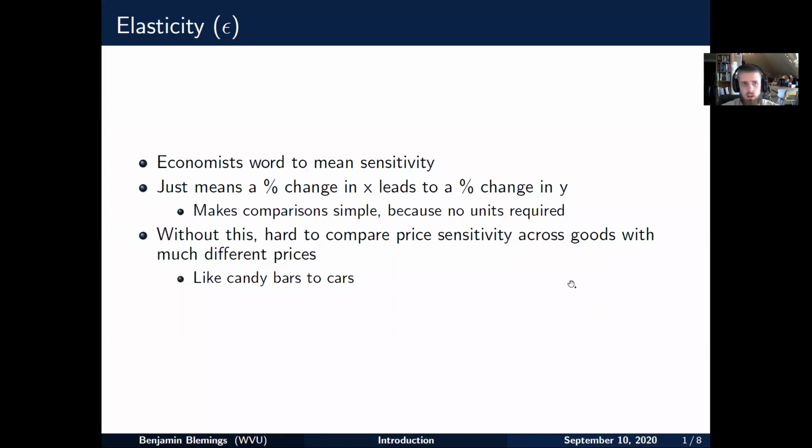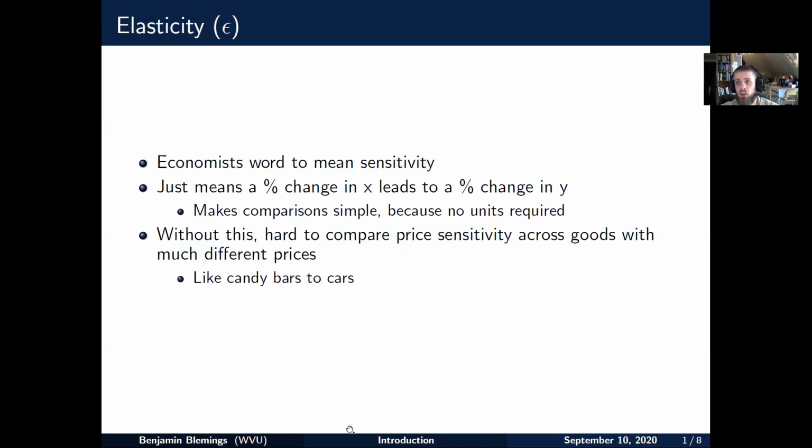So elasticity is this epsilon term, and it just simply means, for economists, sensitivity. So a percent change in X leads to a percent change in Y. And it helps make comparisons simple because no units are required at all. It's just a percent change in X leads to a percent change in Y. And most of the time this is a percent change in price leads to a percent change in quantity demanded or quantity supplied. And without an elasticity measure, it'd be hard to compare price sensitivity across goods that have much different prices, like candy bars and cars.